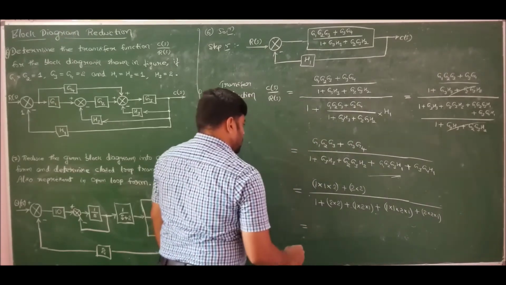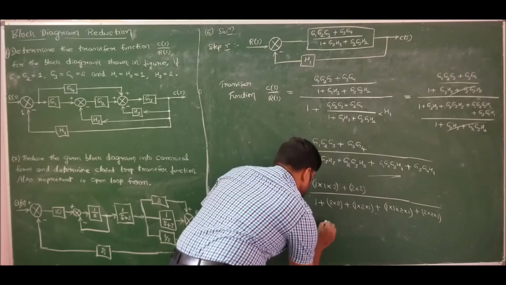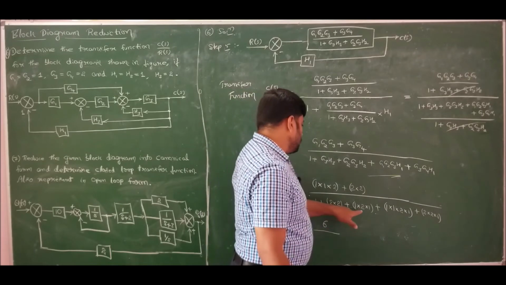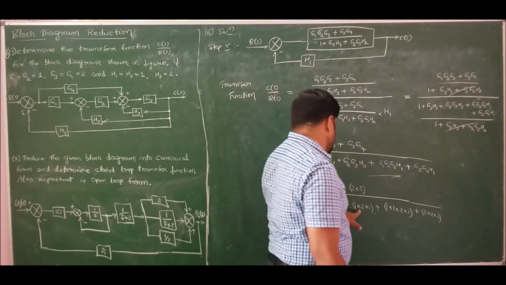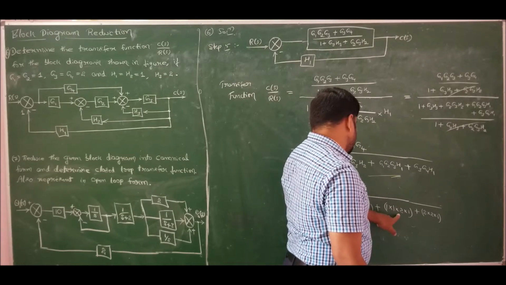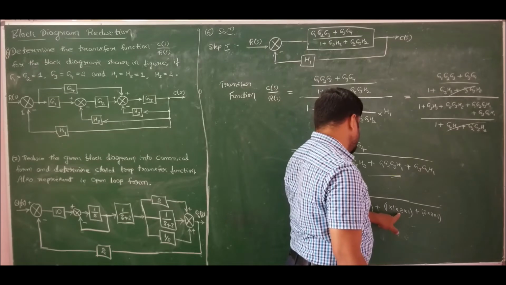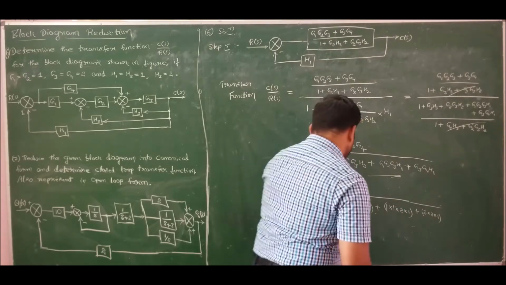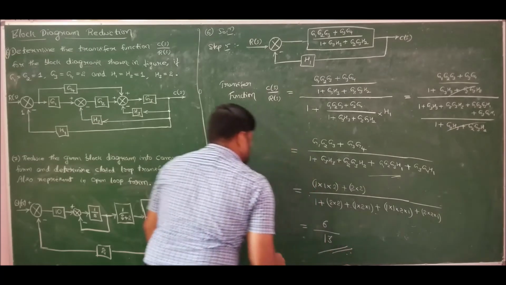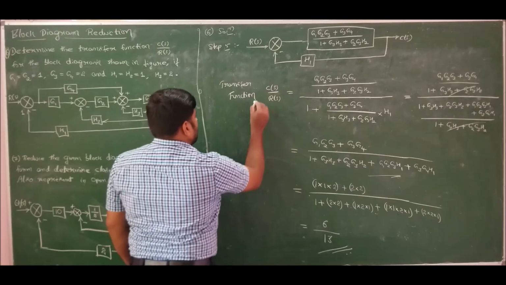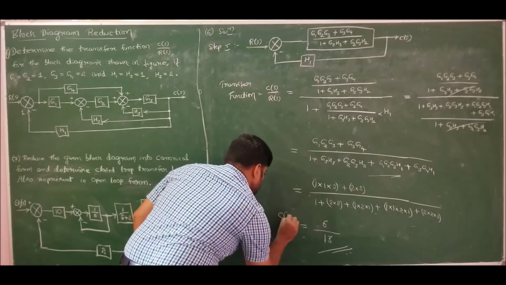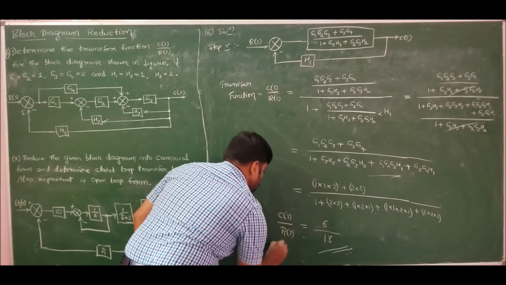If I solve, I will get 2 plus 4 is 6, divided by 1 plus 4, 4 plus 1 is 5, 5 plus 2 is 7, 7 plus 2 is 9, 9 plus 4 is 13. So the answer is 6 by 13. Therefore, the transfer function C of S by R of S is 6 by 13. So this is the value of the transfer function.